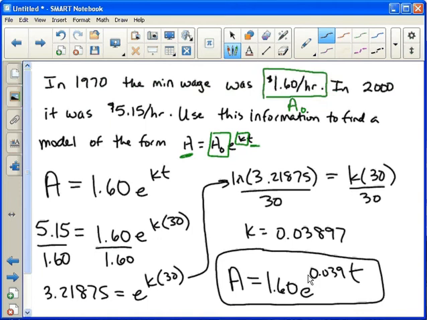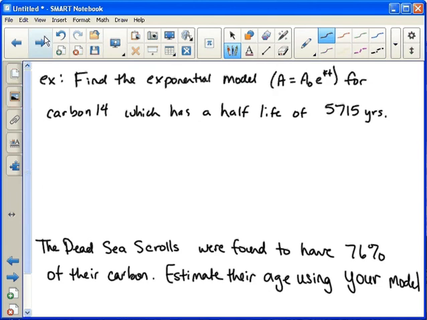Okay, next one. Find the exponential model for A equals A naught e to the kt for carbon-14, which has a half-life of 5,715 years. Alright, so this one takes a little more creativity because it doesn't give quite as much information, or at least not in the same way as the previous one. If you notice, it doesn't come out and tell you what the initial amount is. Well, here's the way I would look at it.